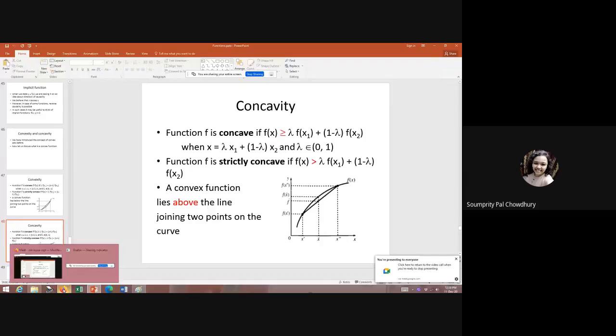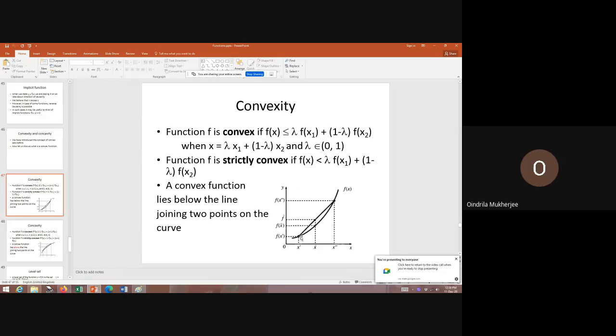Yes, sir. See, what we're doing is we're taking a point x1, and we are taking another point x2, and we are connecting a line. So if this line lies above the curve, it is said to be convex. Your voice is breaking.